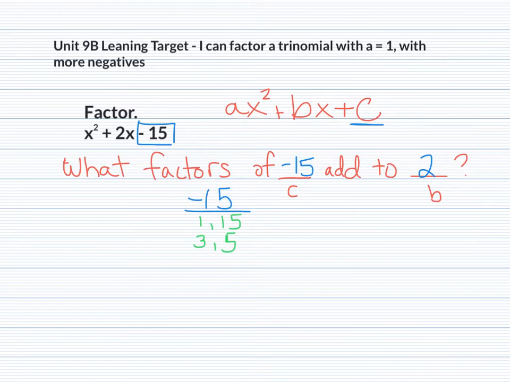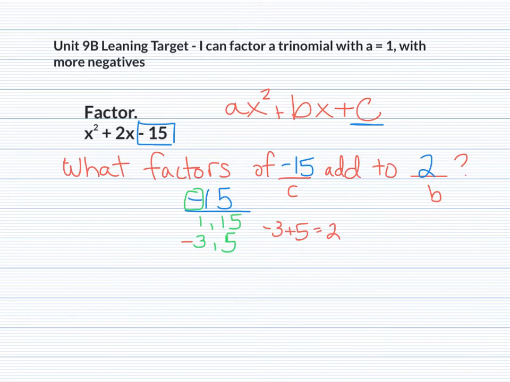Now I have to think about the fact that this is negative. One of those numbers has to be negative. What if the 1 is negative? Negative 1 plus 15 is 14, so that's not it. What if the 15 is negative? Then it would be 1 plus negative 15, that's negative 14. So that's not it. What if the 3 is negative? Negative 3 plus 5 equals 2.